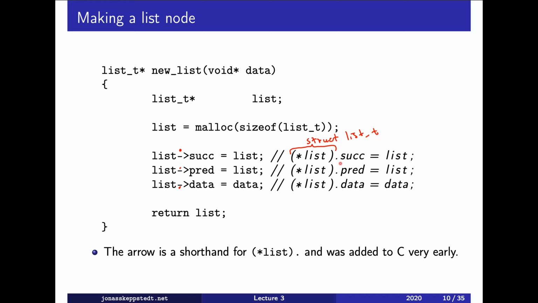After a while, it was too tedious to write this, and it doesn't help readability. So this syntax was introduced instead. So if we have a pointer to a struct, then we can write this arrow and the attribute. So what does this really mean? It means that we have a struct with suc and pred and data, and then we have the list. So that's one box in memory, and then we have the list.